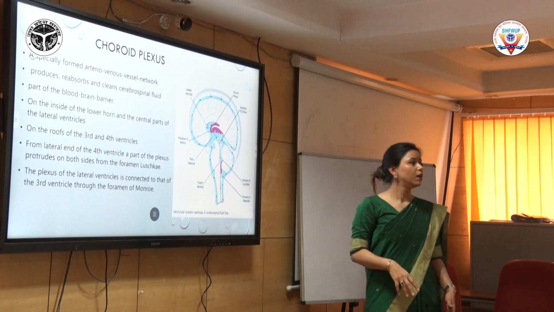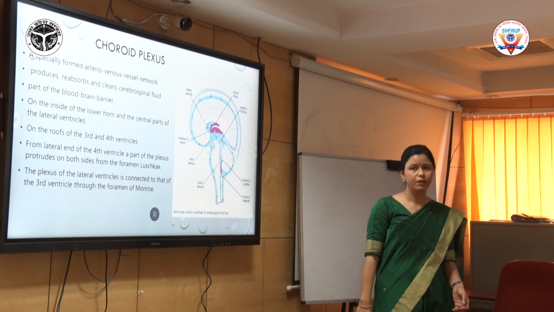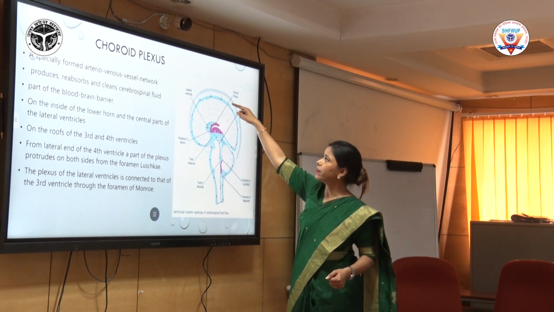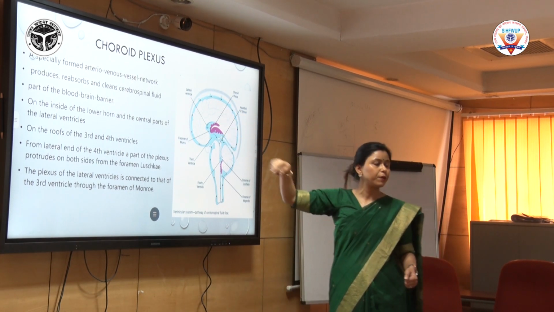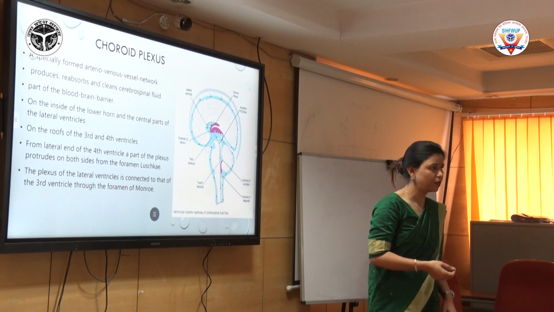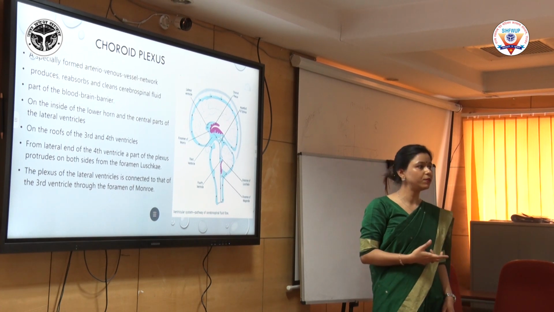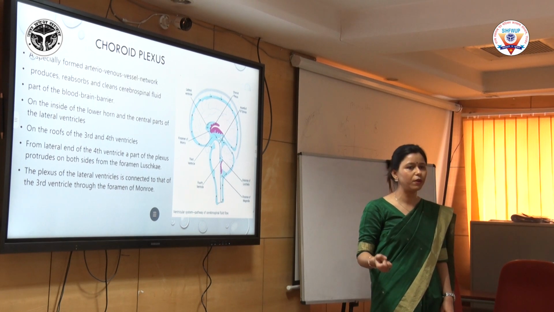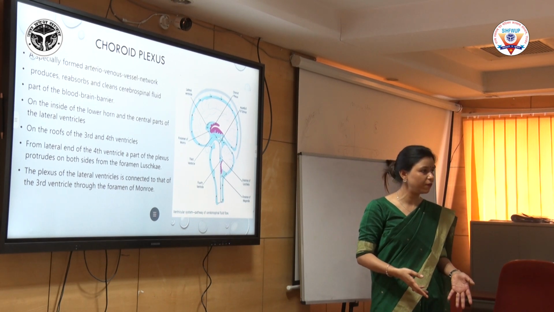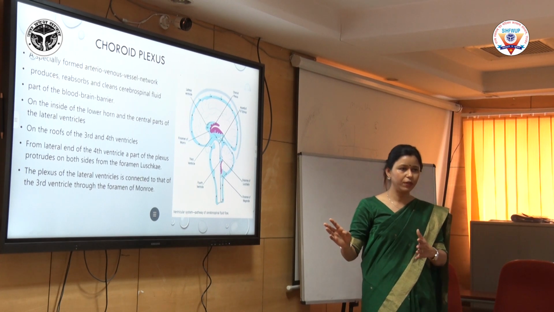Now this is the primary circulation. Now where does it get reabsorbed and enter the venous circulation? That happens here. These are the arachnoid granulations. Okay, and these project into the dural venous sinuses. So through the arachnoid granulations, it will get absorbed into the dural venous sinuses, and from the dural venous sinuses, it enters the internal jugular vein and finally into the venous circulation.